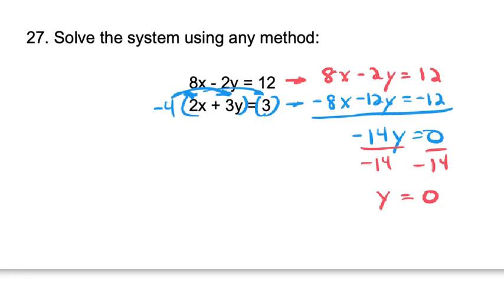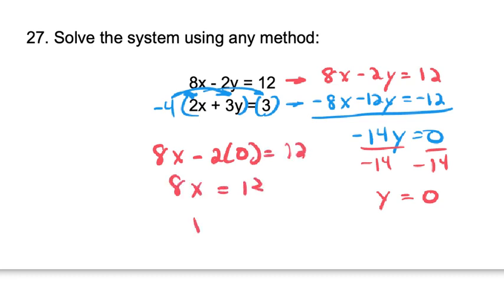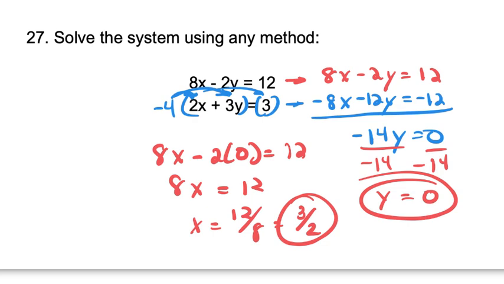Now I just take my y value and run it up to equation 1 and put a y of 0 in. 8x equals 12. So x equals 12 over 8. Both divisible by 4. So these 2 lines intersect when x is 3 over 2, or 1.5, and y is 0.